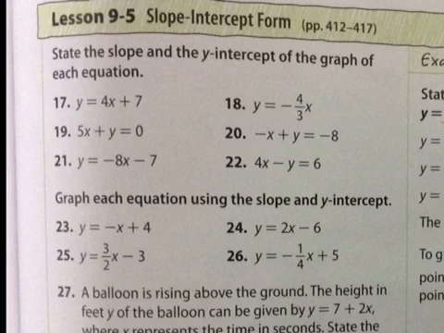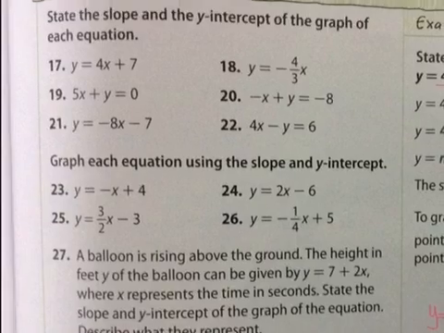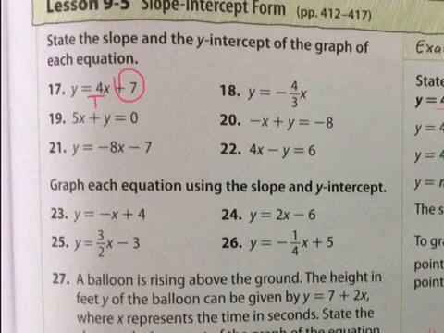Let's look at the independent practice. We have 17 to 28. For numbers 17 to 22, state the slope and the y-intercept of the graph of each equation. Simply identifying. So our y-intercept here would be +7, and our slope is 4. 4 over 1, right? But you can just simply say 4.